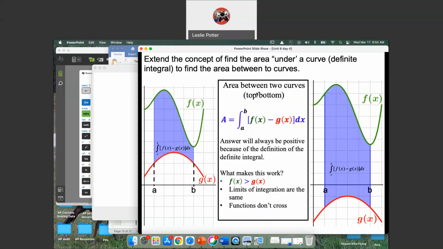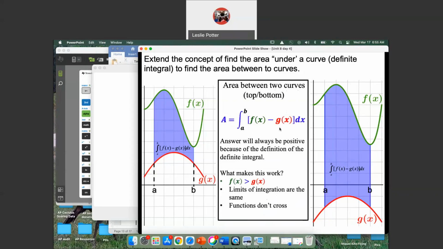So let's talk a little bit about what's happening now. I've color coded this, like I said. Blue represents the area of the region, the value of the definite integral. And the black are the limits of integration. We're going from A to B, so we're sweeping to the right. F of x is green. That represents my bigger curve, the curve that's on top. It has bigger y values. And g of x is the curve that's below, so it has smaller y values.